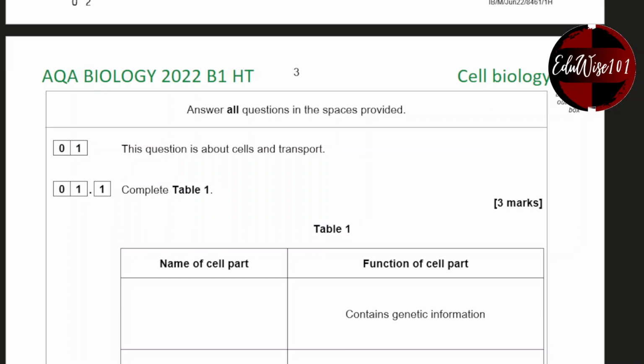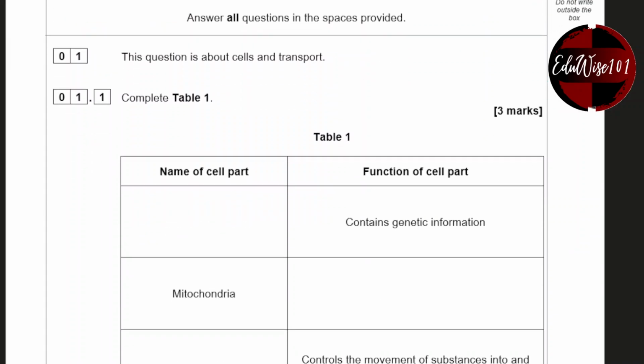Question 1 is on cell biology. This question is about cells and transport. Complete table 1. So in table 1, you have to name the part of the cell. The function contains the genetic information. That's the nucleus. You could label that as the chromosome as well.